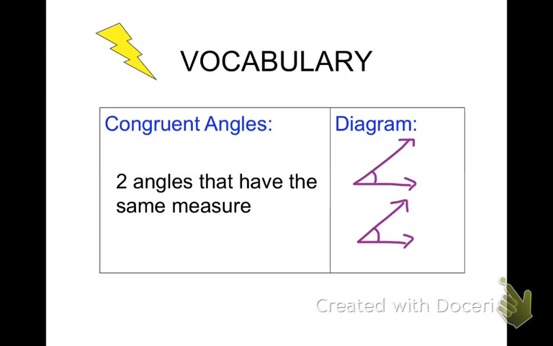Okay, so if this was angle A and this was angle B, I could say that angle A is congruent to angle B. They're not equal because they're not in the same spot, but they're congruent. What's true about the measures, though? If angle A was 25 degrees, what would be the measure of angle B? 25. So the measure of angle A is equal to the measure of angle B.